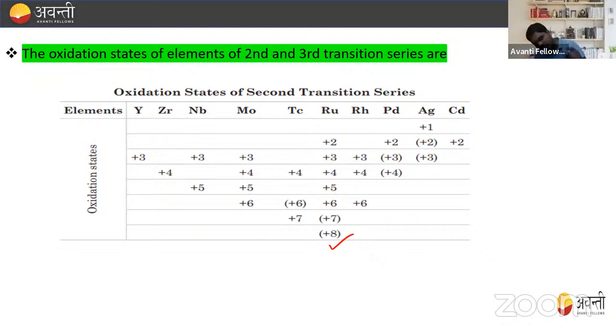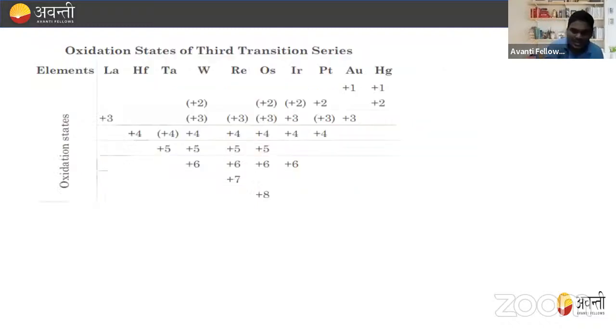What is the maximum oxidation state shown by the 3d series? It will be +7. Ru shows the +8 oxidation state, which is the maximum among all transition elements, right? Similarly, cadmium shows only +2, and Ag shows +1, +2, +3. The oxidation states of the third transition series are like +3, and +8 is also seen here. That is shown by Os. So Os shows oxidation states up to +8.